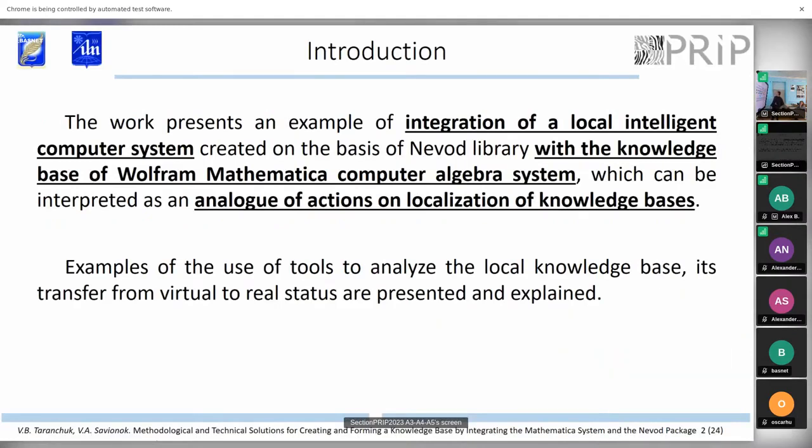So the main topic for today will be the integration of a local intelligent computer system with the knowledge base of the Wolfram Mathematica computer algebra system. And this example can be seen as an analog of actions of localization of knowledge bases.